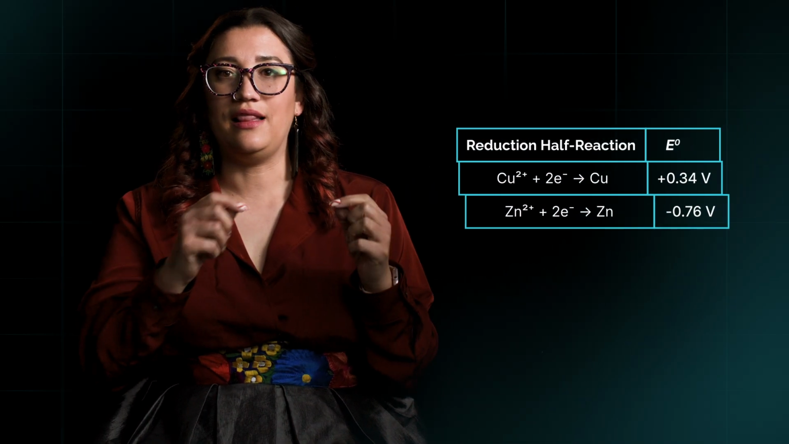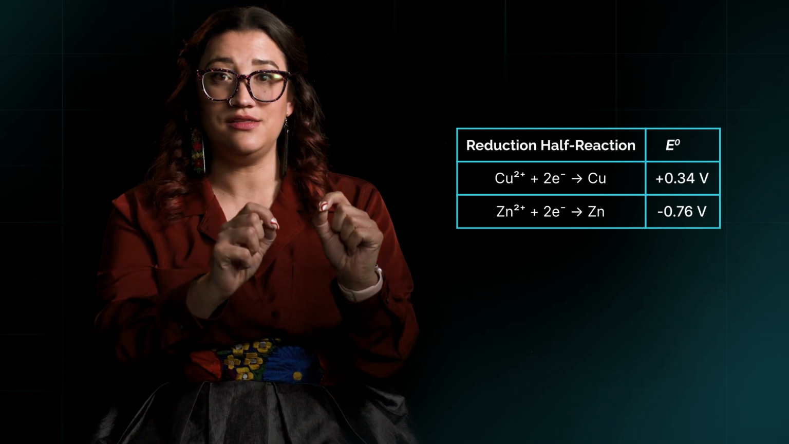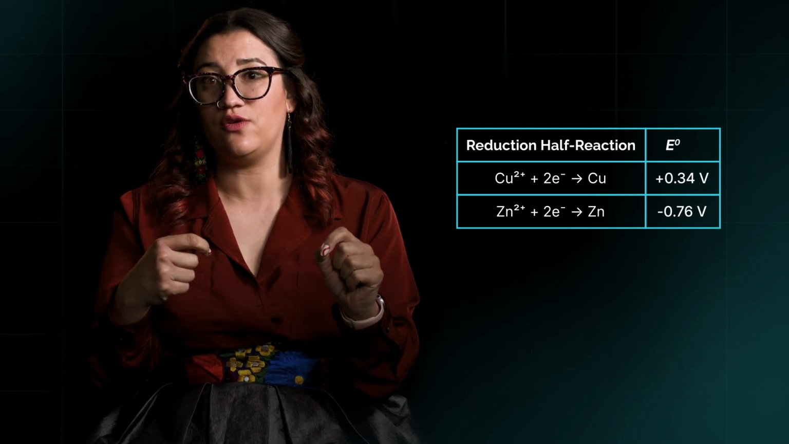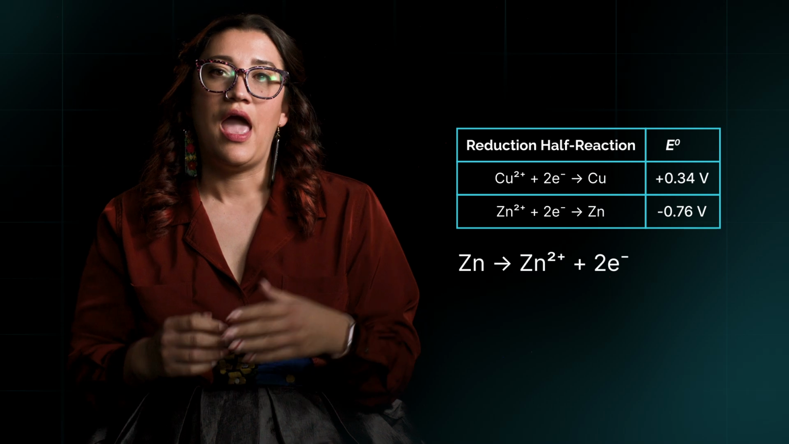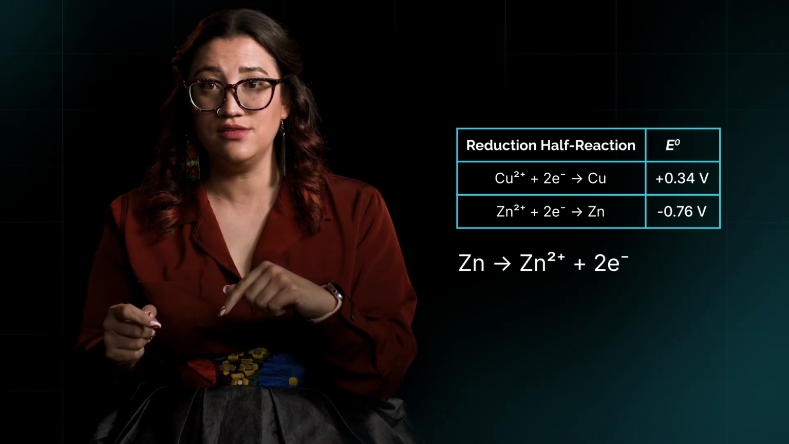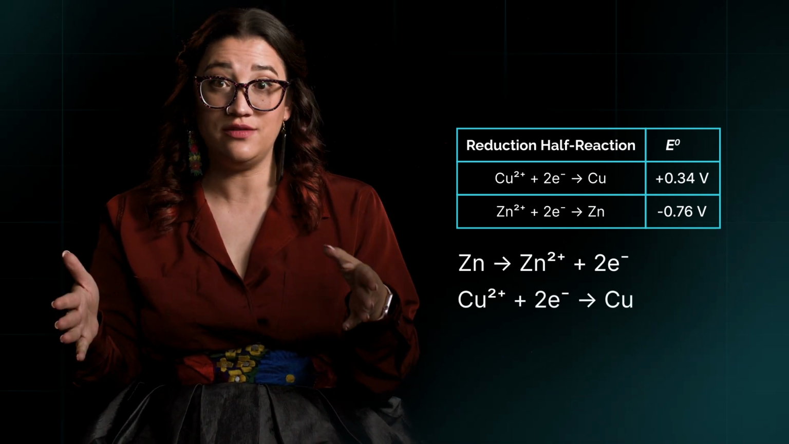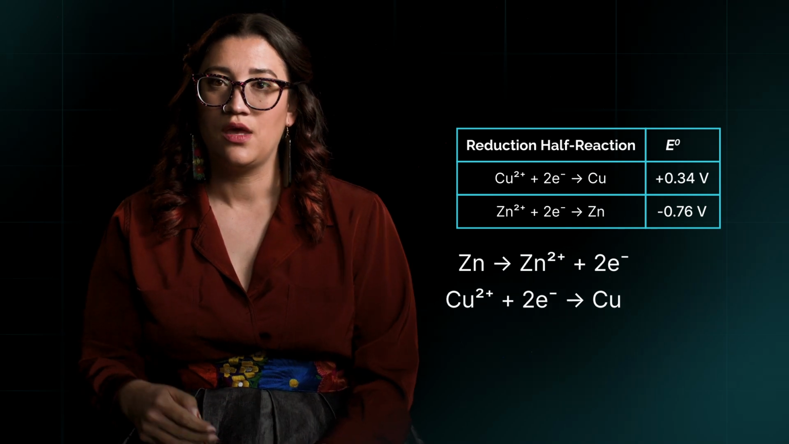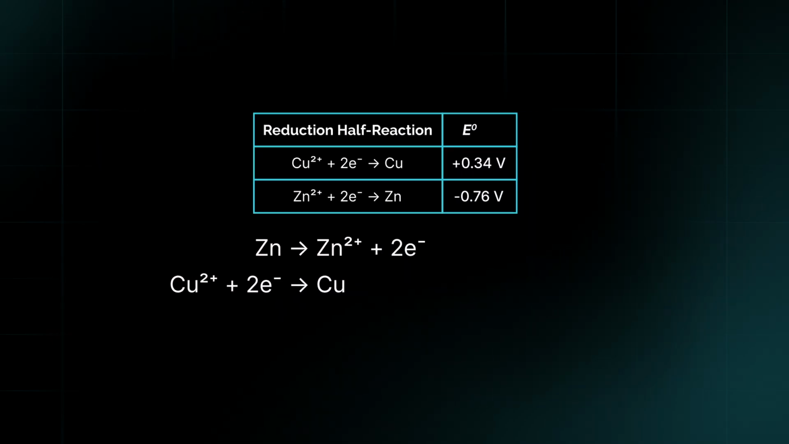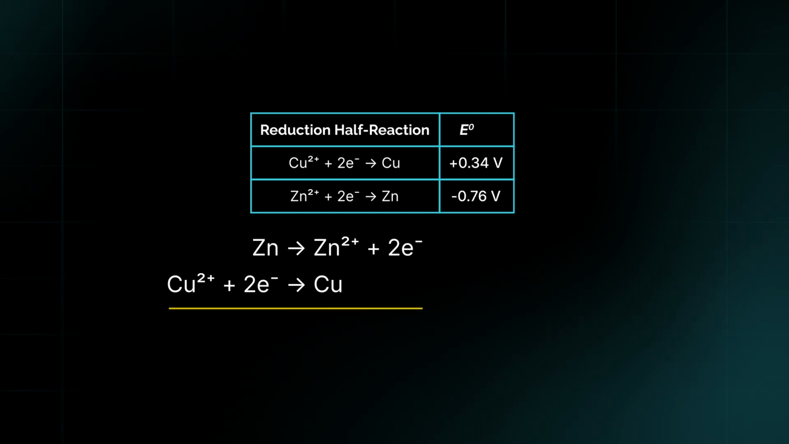We can describe this process by combining the reactions from our table. Electrons are leaving the zinc metal, so we reverse the reaction for zinc so that electrons are products. Electrons are going to the copper ions, so we keep their copper reaction as written, with electrons as reactants. When we add up these two half reactions together, the electrons cancel out, leaving us with a balanced overall reaction that describes what happens as the battery discharges.